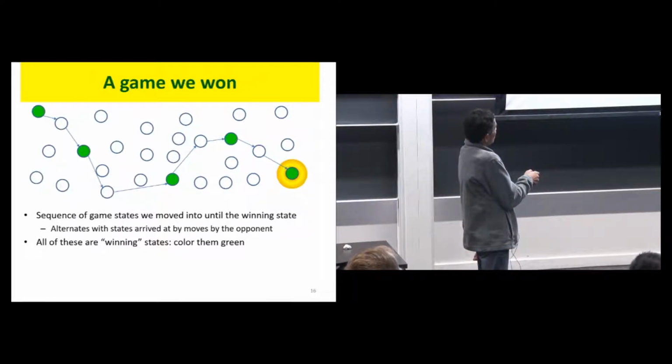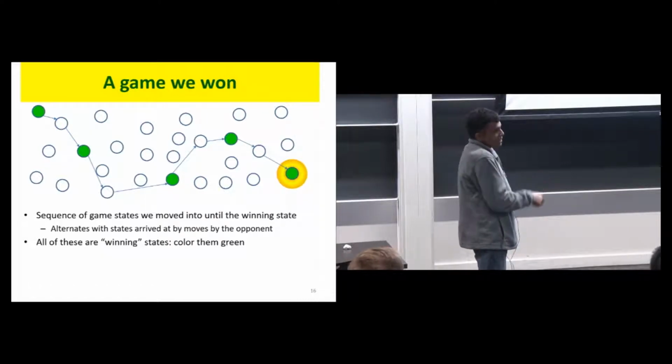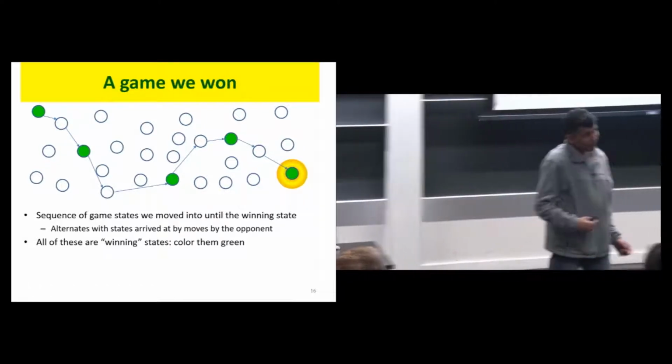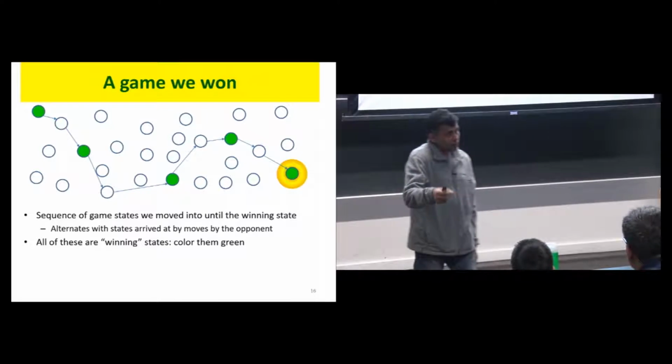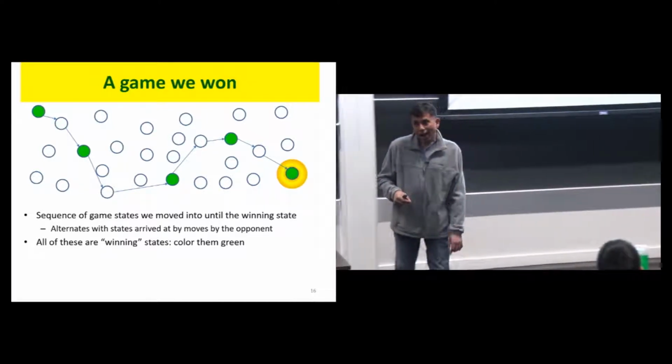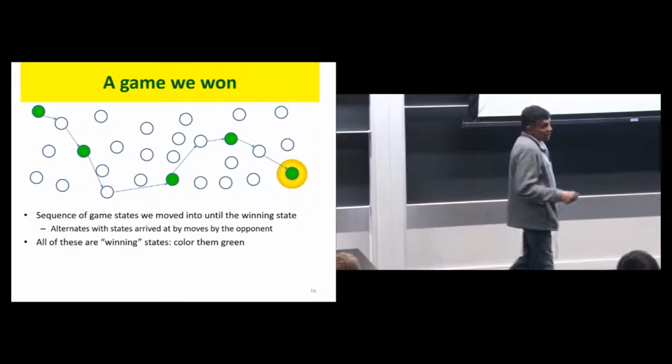I made a move, it ended up here. My opponent did something, it came here. I made a move, it came up here. So this is the sequence of moves. And eventually it ended up at a position where I won. So then what I will do is I will find all the moves that I made, and I will color each of these states a little bit of green.